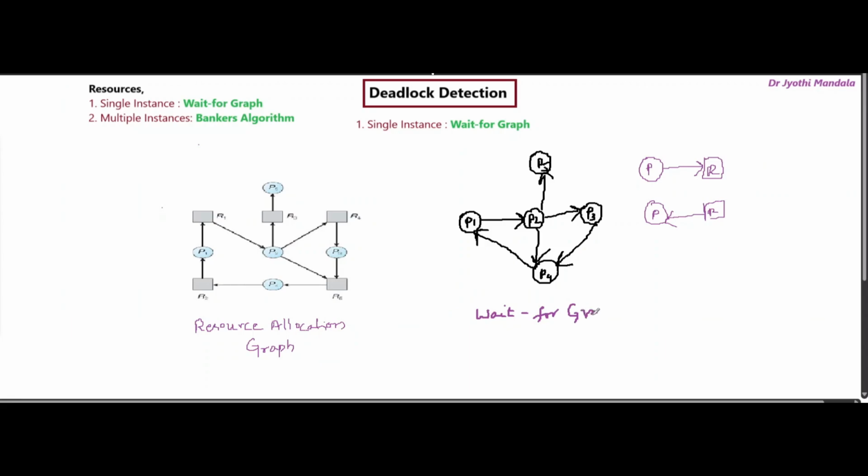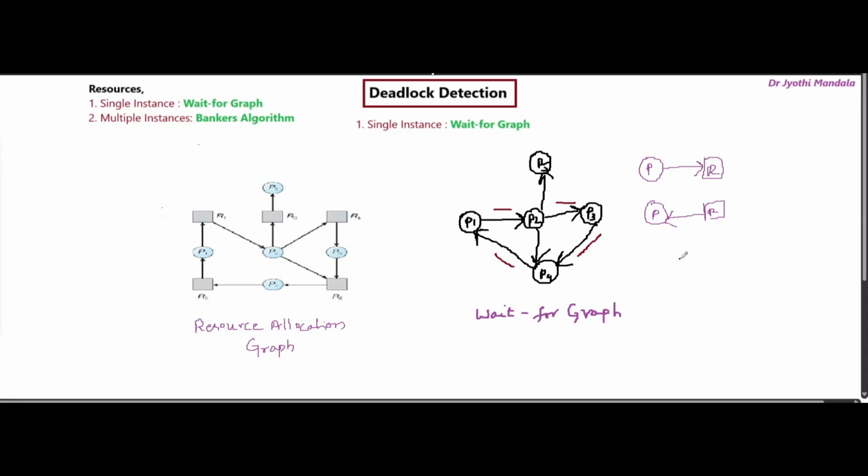Now once this wait for graph is drawn, what we need to do? Check for any cycle has been formed in this graph or not. You can see here a cycle has been formed. How the cycle has been formed? You can see here the cycle has been formed from this direction like this, and it is coming here and it is going here. So there is a cycle. Did you see? There is a cycle.